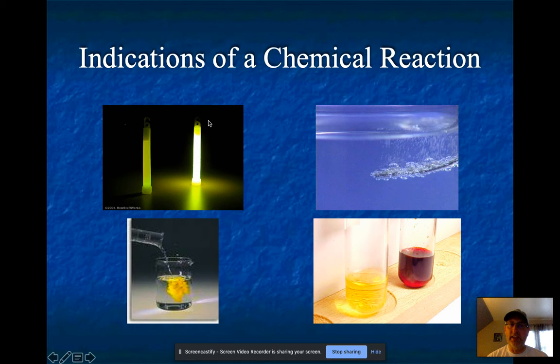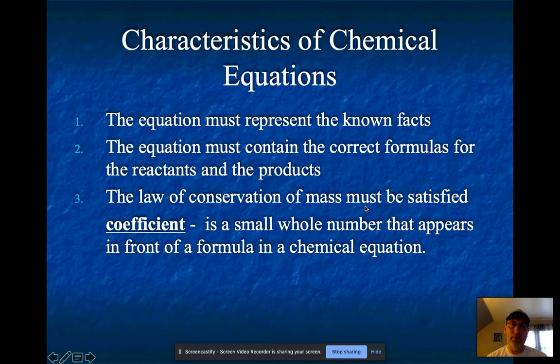You know, here's a glow stick. That's a chemical reaction. It's producing light. Here's magnesium reacting with hydrochloric acid. That's a bubbling, that's a fizzing, that's production of a gas. Here's a precipitate. This is forming some lead iodide, lead 2 iodide, which is a yellow solid that forms from two liquids. And then here is your color change. Be a little bit careful with color change. Sometimes that only indicates a physical change, but when combined with some of these other things, it's probably going to be chemical.